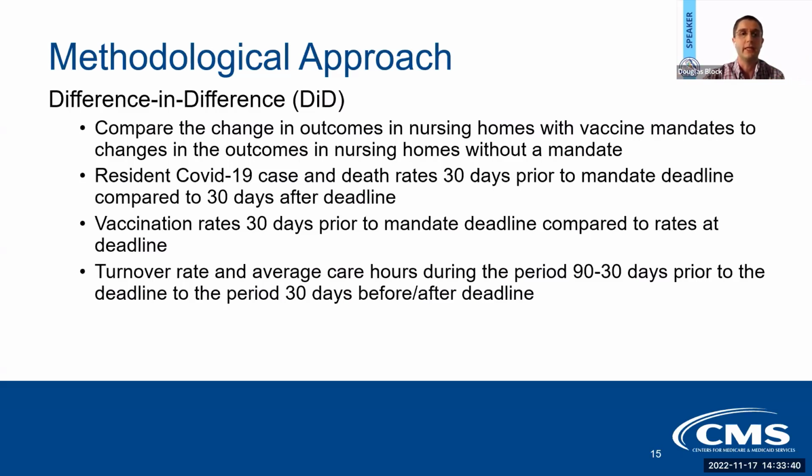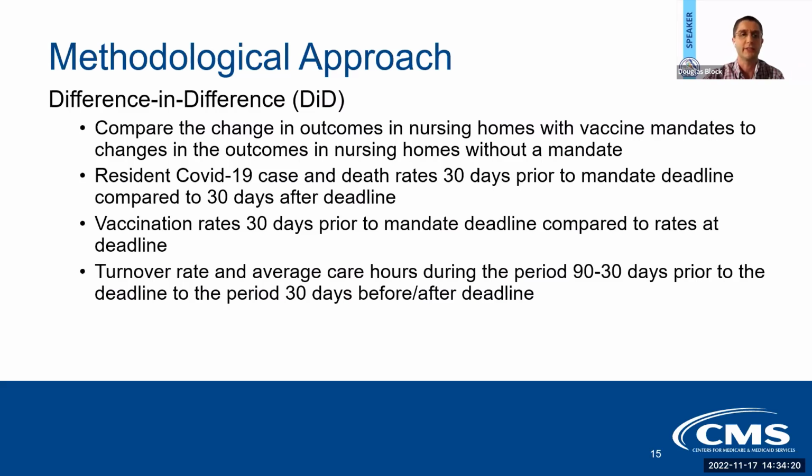And that difference allows us to see the impact of these mandates. So for COVID case and death rates, we looked at 30 days prior to the mandate and then 30 days after. And we chose the 30 days prior because most states that had mandates gave employees about 30 days on average to get vaccinated. For the vaccination rate outcome, we again used that 30 days prior, but for this one, we actually looked at the week the mandate went into effect, because all these mandates required that by a certain date you had to get vaccinated, or you were either suspended or fired from your job, or the nursing home would get a large fine.